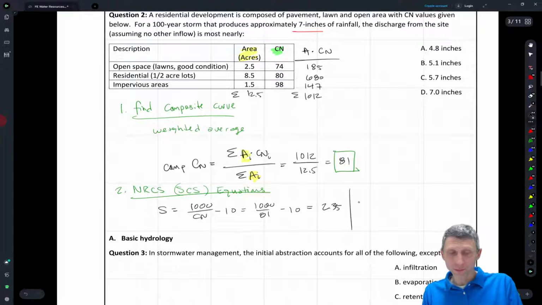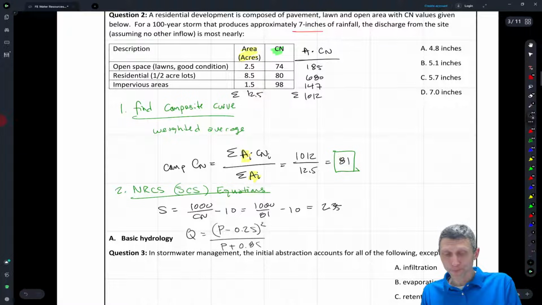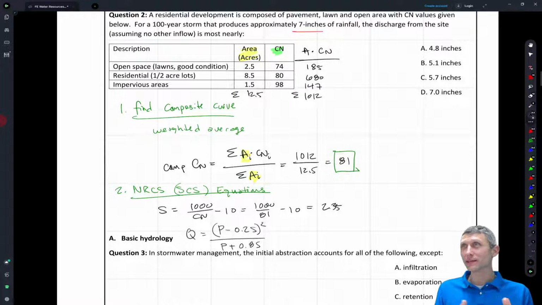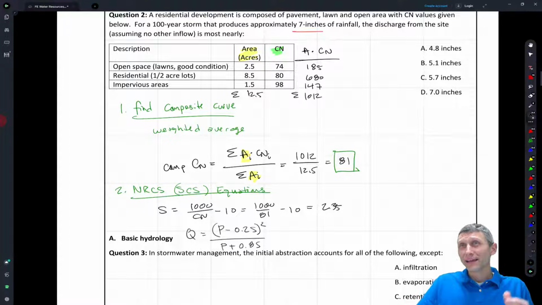And then the second formula was the Q formula, and the Q formula has a little bit more going on, but we're going to say Q equals (P minus 0.2 S) squared divided by (P plus 0.8 S). Okay, so just two formulas. This is plug and chug, but probably if you see a question like this, there's going to be maybe some combined or composite curve number that you have to figure out.